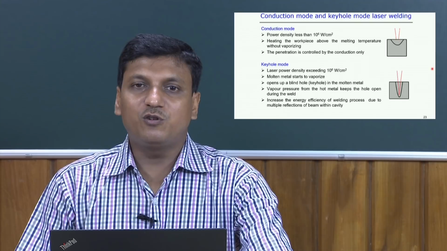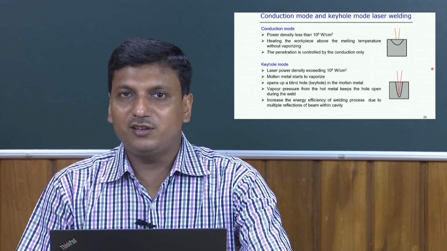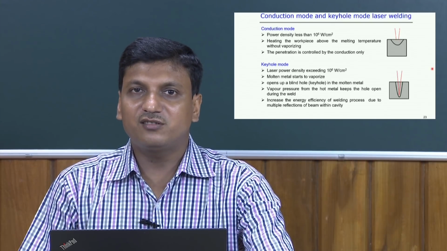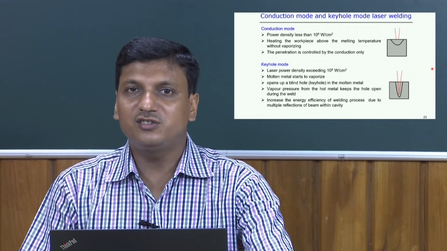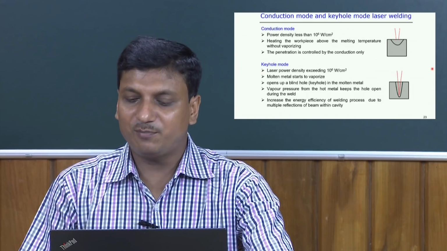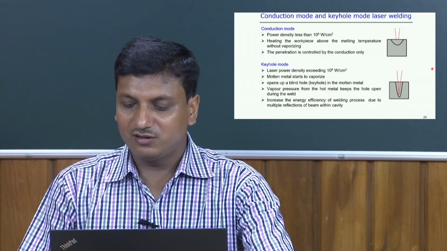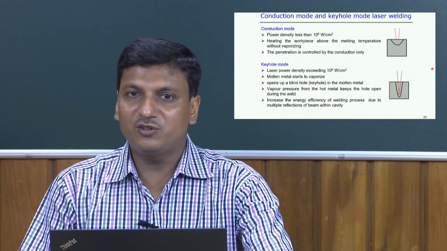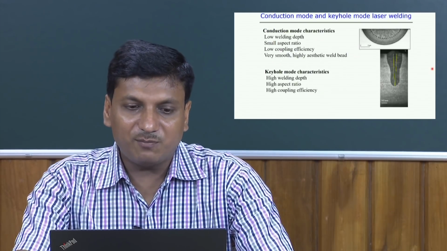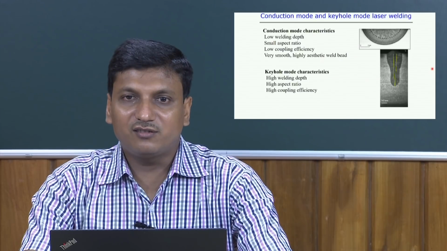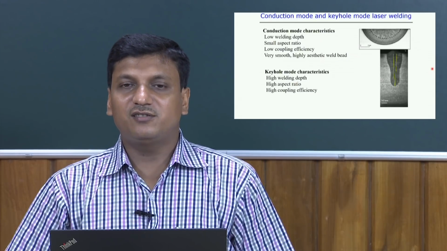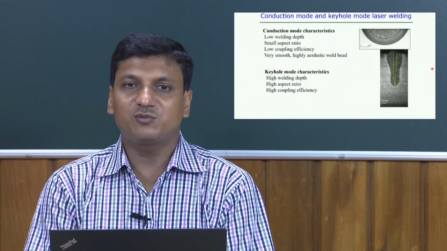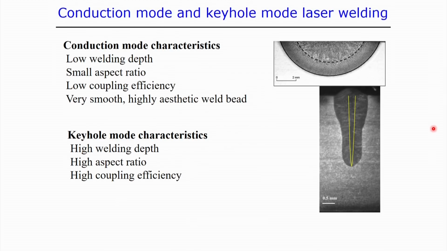So, it is very important to identify which mode of welding process is used when we apply the laser source in the welding of any materials. Now, we see the difference between the conduction mode and the keyhole mode laser welding processes. In both cases, stainless steel has been joined using laser welding.